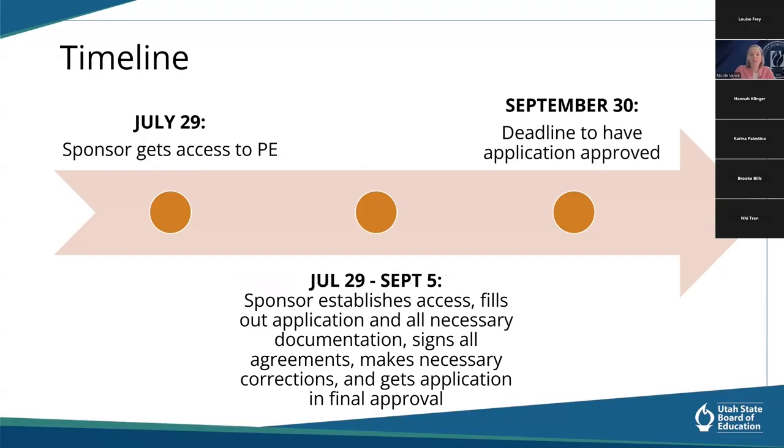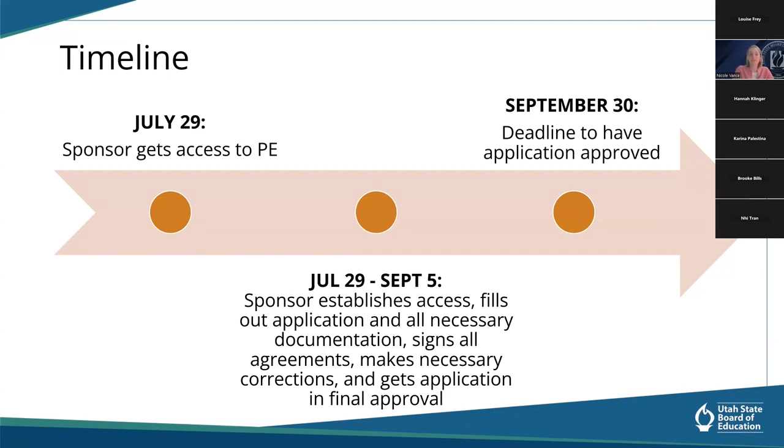So a quick timeline as we look at where we are and where we're going. Today, everyone should have access to PrimeroEdge, or maybe even earlier than today, but we've got the training happening today. And then for the next several weeks, you will have time to access PrimeroEdge, fill out your application and all necessary documentation, and get things uploaded into the system. We will be reviewing information that sponsors provide in their application and following up if we've got questions or if anything needs clarification, and then move that application into final approval.